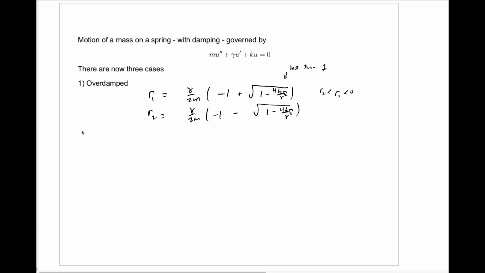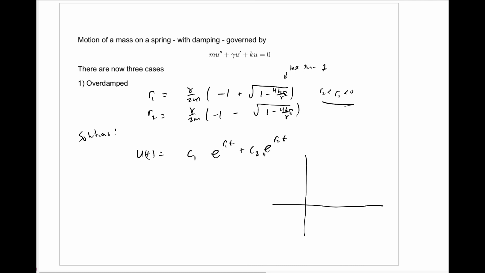And what do our solutions look like? Well, I'll just write down the general solution. It would be u of t is some constant c1 times e to the r1 t plus c2 e to the r2 t. And remember, both of these are negative. So what does that look like?